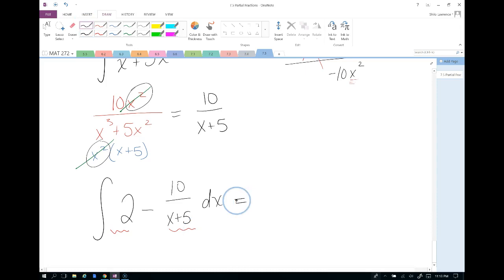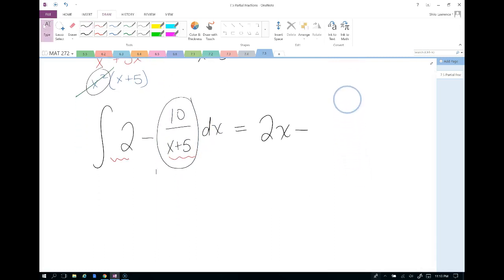The antiderivative for 2 with respect to x is just 2x. And then I've got minus. And now for this piece, anytime you've got a linear denominator, it's going to turn into a log. You should write out the u substitution just to make sure no new coefficients are introduced, but you're always going to let u equal your denominator. So u is x plus 5.